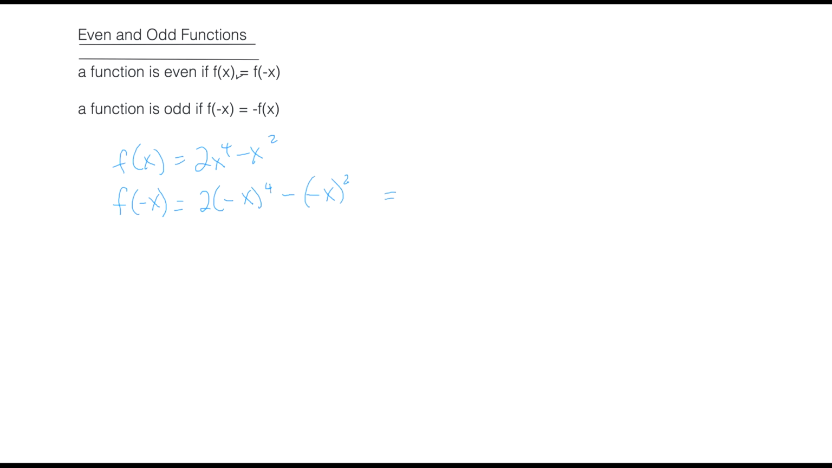Minus x times itself 4 times, it's still going to give me a positive x. So 2 positive x to the 4th, minus x times minus x is x. So this is going to be an even function.